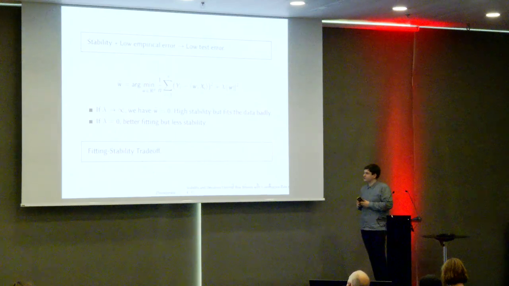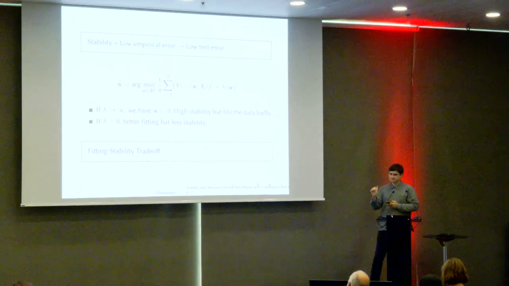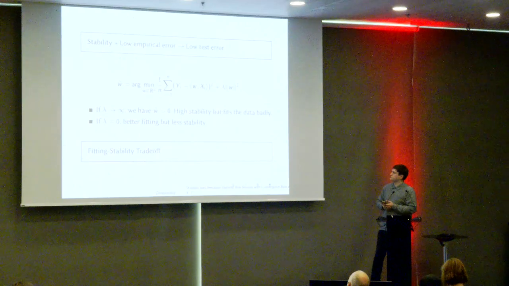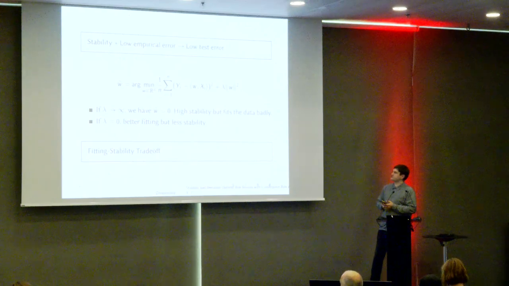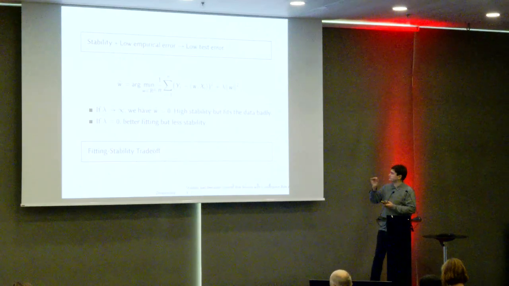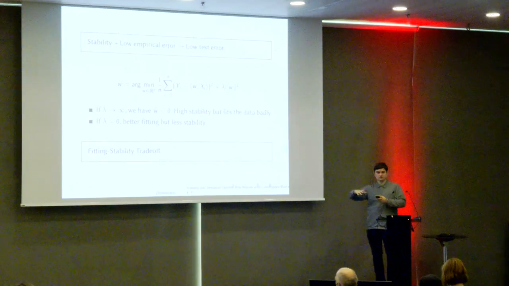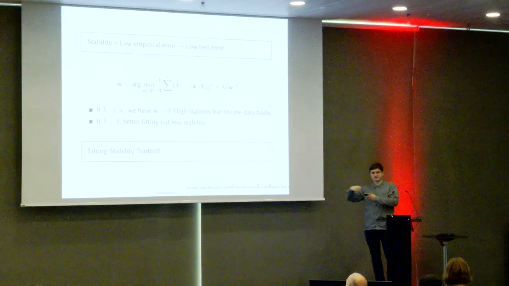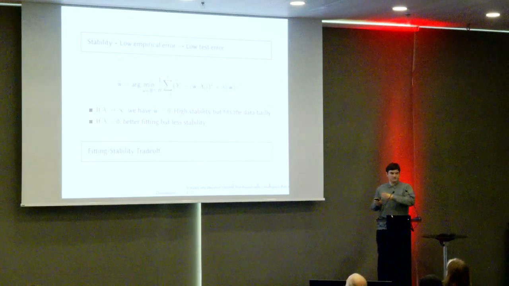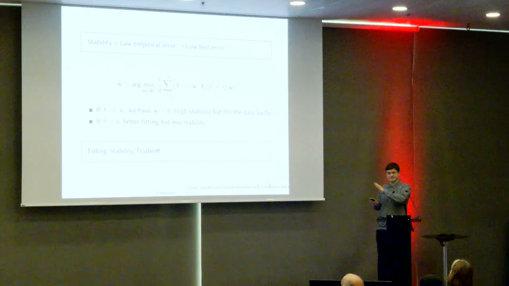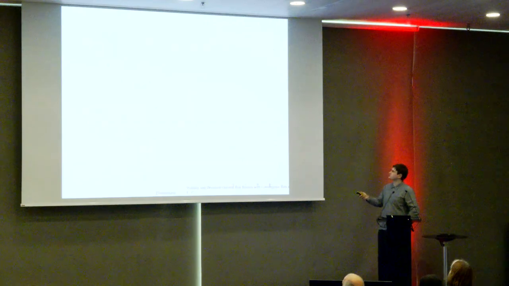In general, the best generalization bounds, for example for ridge, usually come from the so-called fitting-stability trade-off. One way to think of it is when you choose lambda so that your solution is stable enough, so it's not very sensitive to changes, and at the same time it fits the data quite well. This is the general principle.